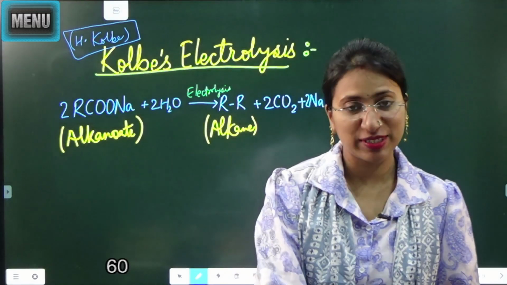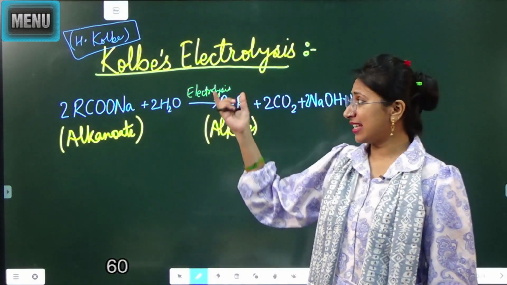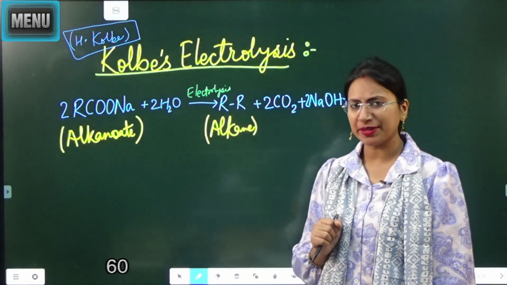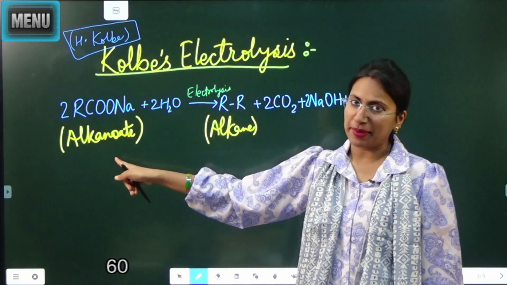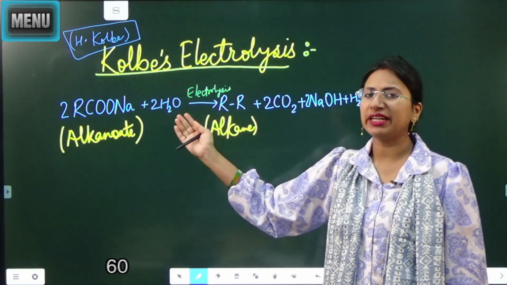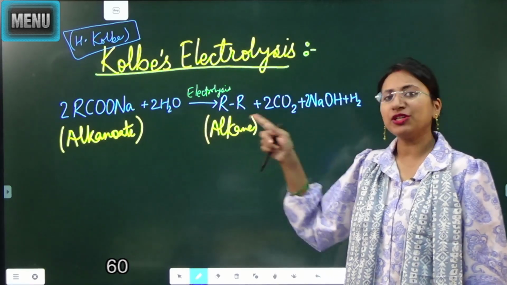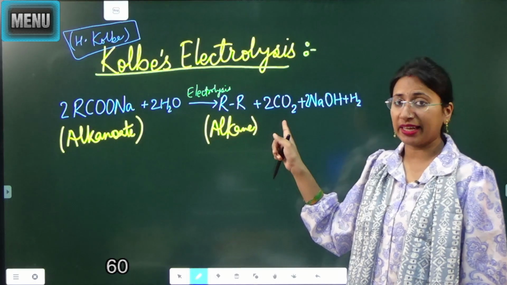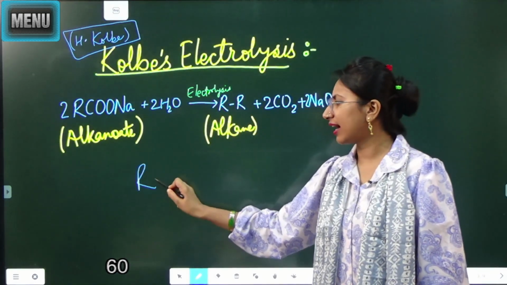Today we are going to discuss Kolbe's electrolysis. This is a method of preparation of symmetrical alkane, alright. Electrolysis of sodium or potassium alkanoate in water, or you can take methanol or DMF, dimethylformamide. Use platinum electrode, then you will get symmetrical alkane, R-R, alright, where R denotes alkyl part.